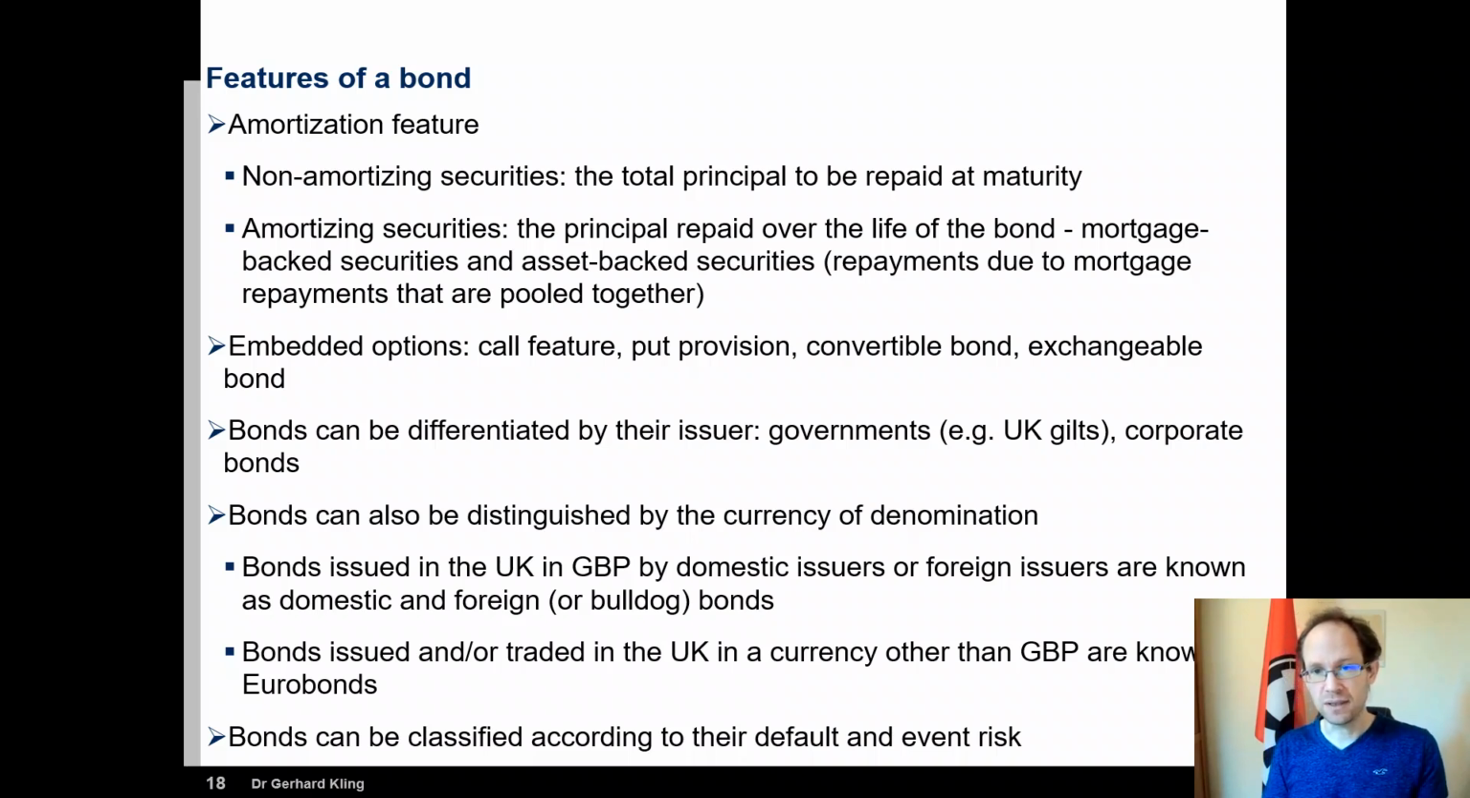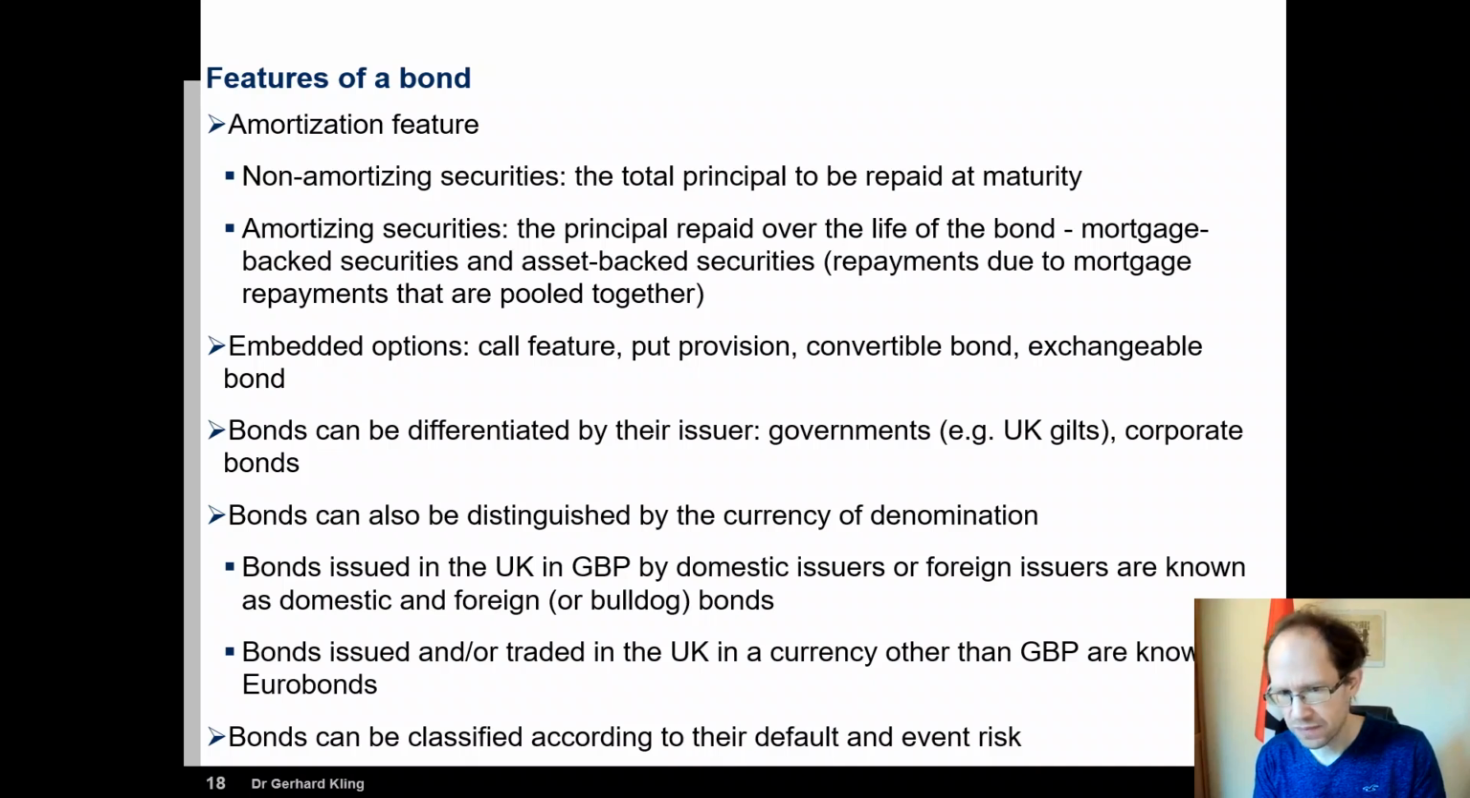An example is, of course, the mortgage market. If you go into mortgages and you want to buy securities based on mortgages, here repayments happen throughout the life of the security. Now this has implications, of course, for pricing. We have to think about certain assumptions we have to make, and we will come to this a bit later in the course.